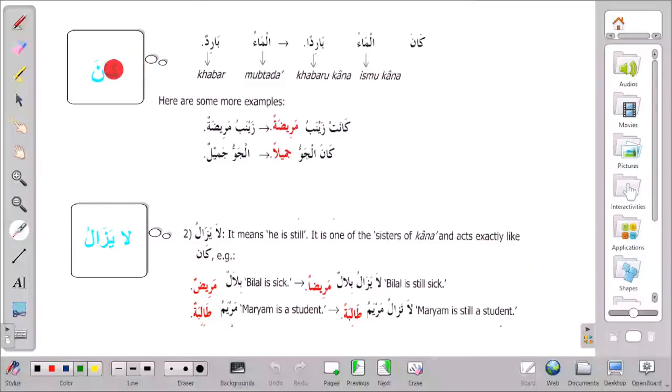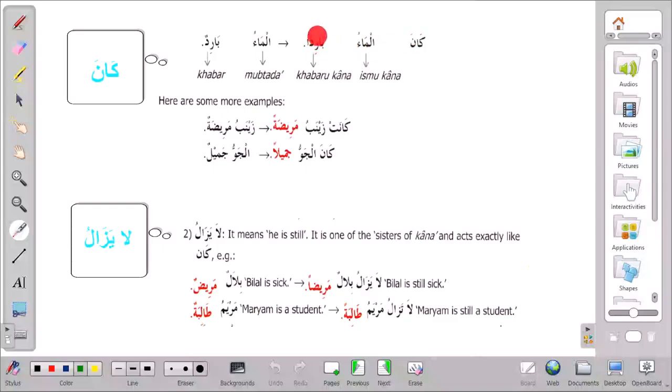As I said, in the English language, kana is what we mean by was. I hope that is clear. So, as you can see here, al-ma'u baridun. This is a simple sentence. Al-ma'u baridun, the water is cold. But if I want to say the water was cold, in the past tense, I will add kana, and that will be kana al-ma'u baridan.